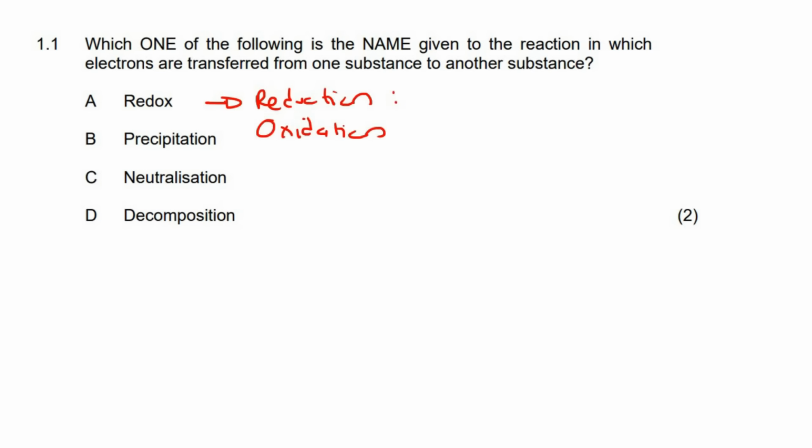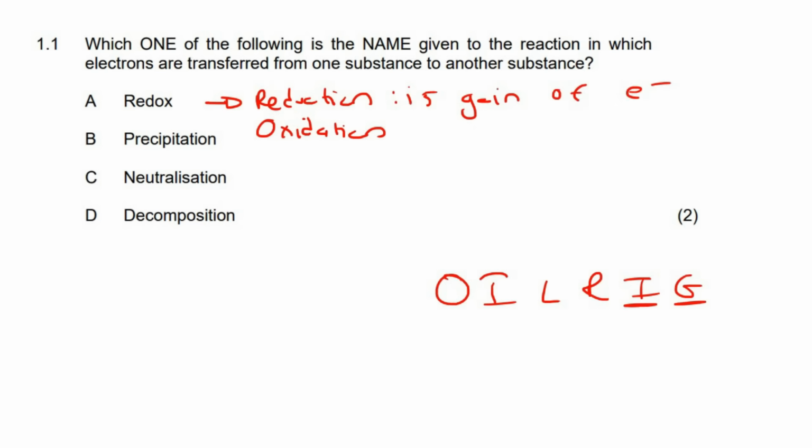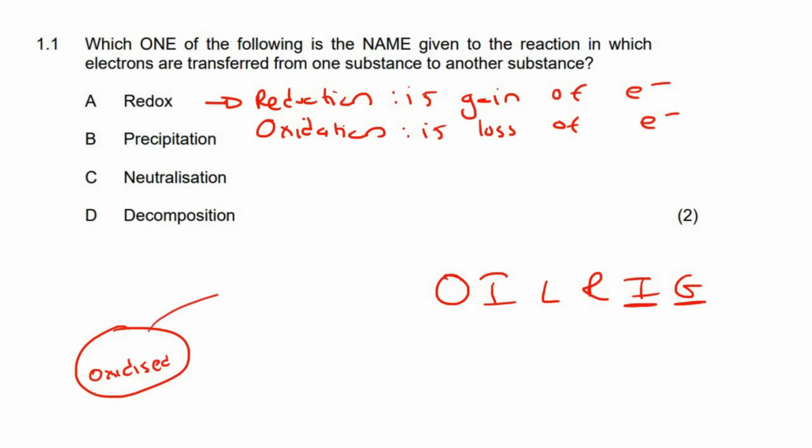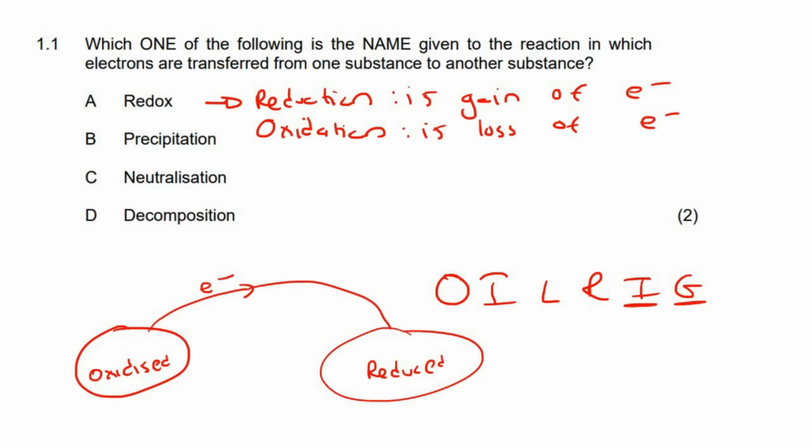Now we know that reduction, from the acronym OIL RIG, is the gain of electrons, and then this one is the loss of electrons. So one of these substances is gaining electrons and the other one's losing them. So they're moving electrons. For example, here you have this substance which is being oxidized. So oxidation is when you lose electrons. And then we've got another substance over here which is being reduced. And that's when you gain electrons. So it says here, which one of the following is the name given to the reaction in which electrons are transferred from one to another? It's redox. So it's A.